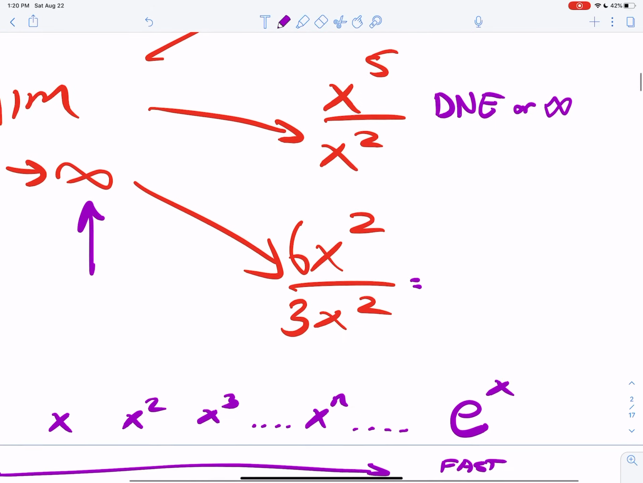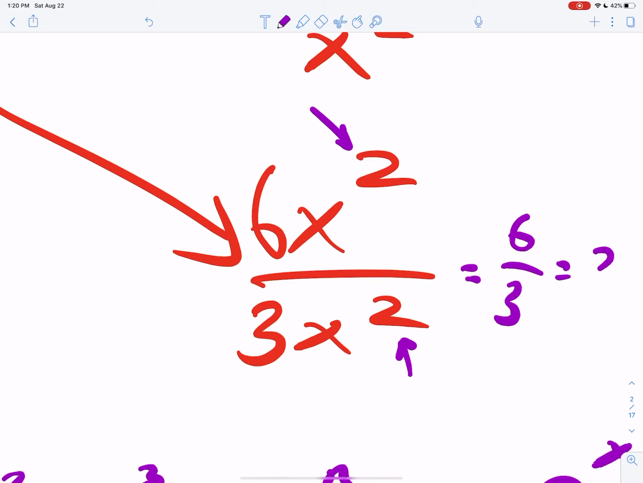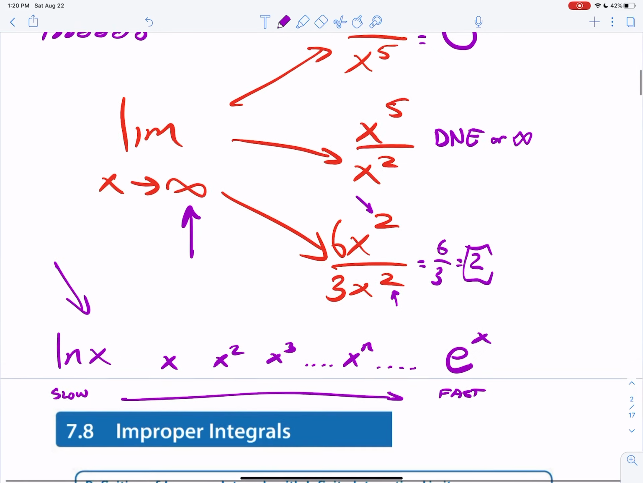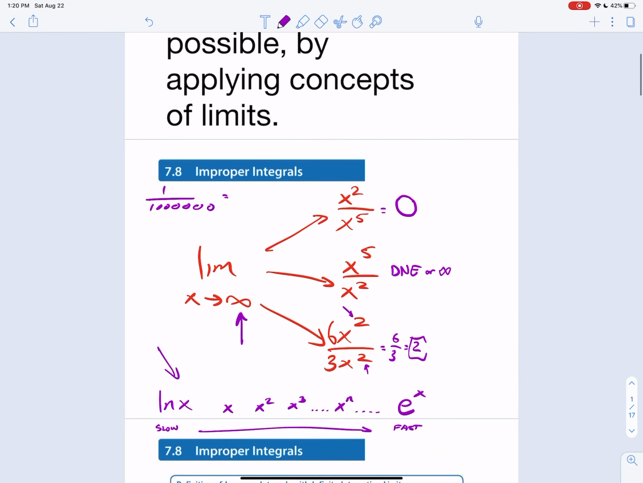Now, what if they're traveling at the same speed? Notice how the degrees are the same here, right? Then you would just divide their coefficients, 6 over 3, and that'll give you 2. You will need to know this concept very well when we jump into improper integrals. Okay? So, here we go.